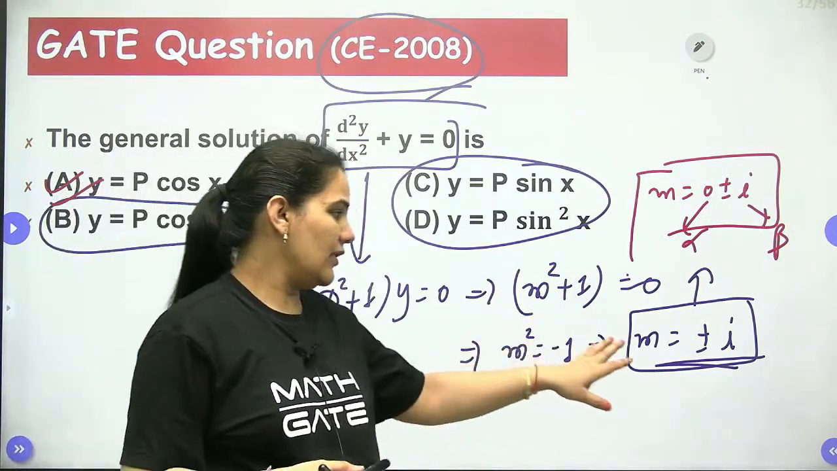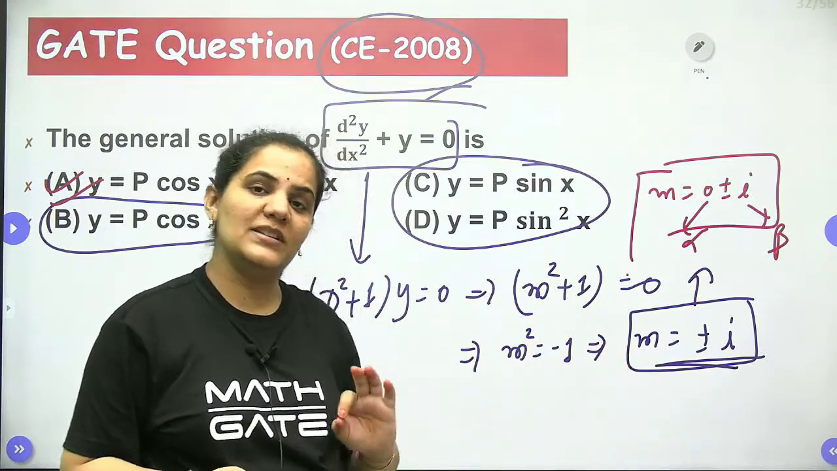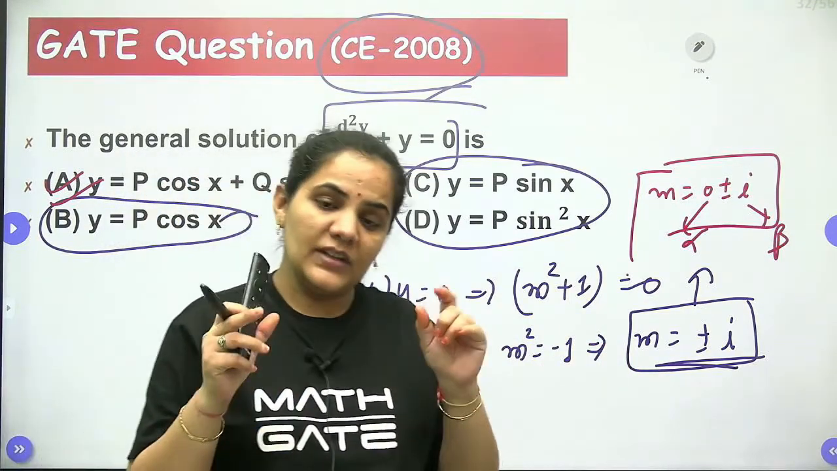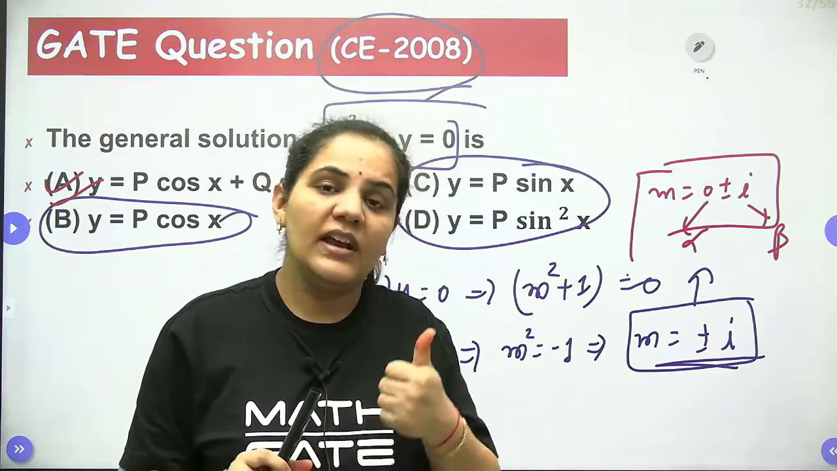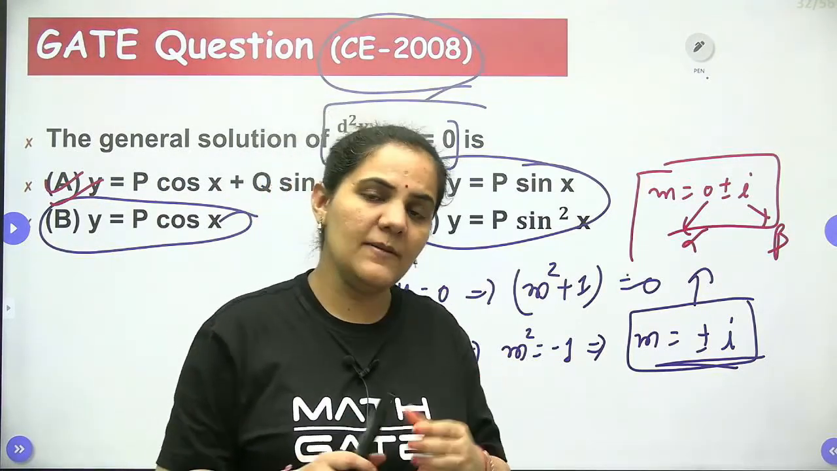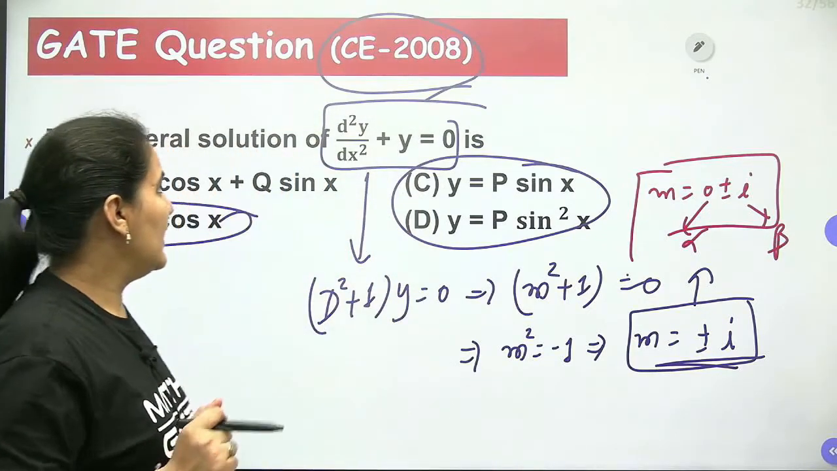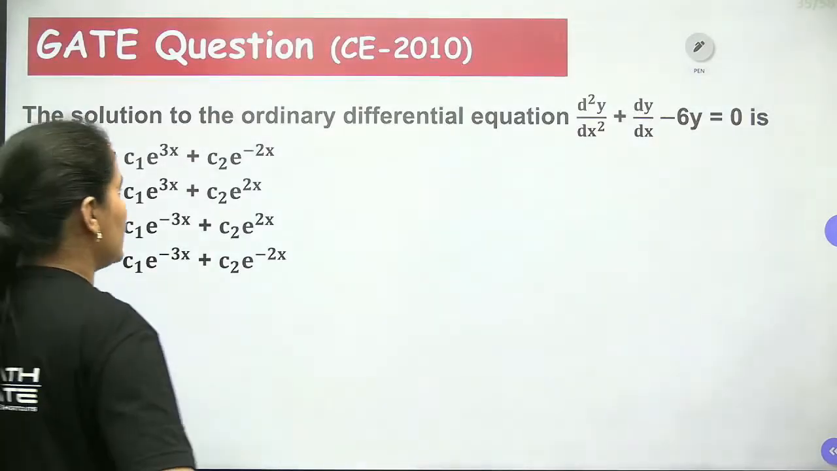Why? Because when we have a complex root, it is clearly seen that the CF will contain 2 terms. The first will be the cos and the second will be the sine. That's why. Clear, guys? Now let's have a discussion on the next question.